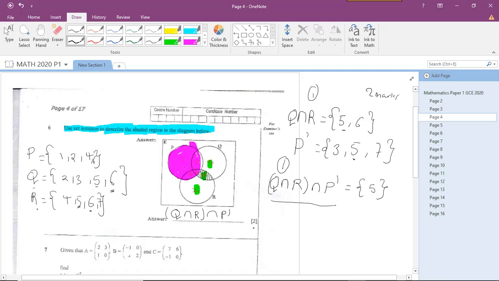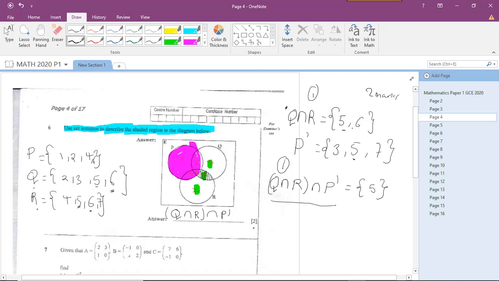Step 1, we said in all these spaces, just put 1 element. We added a 1 there, a 2, a 3, a 4, a 5, a 6, and a 7. Then you tell the examiner that this is the shaded region where the 5 is. You tell the examiner that this 5 lies between these two sets. There is set Q there and set R there. So it's an intersection. Q intersection R is equal to 5, 6.